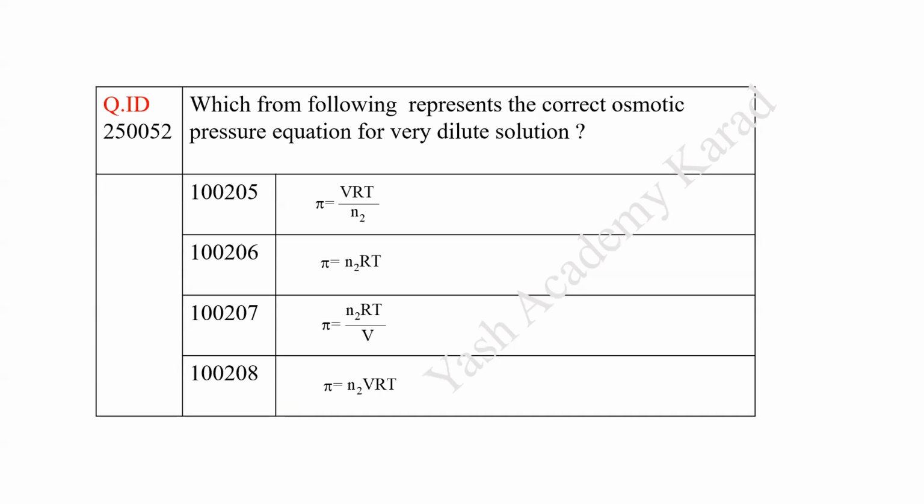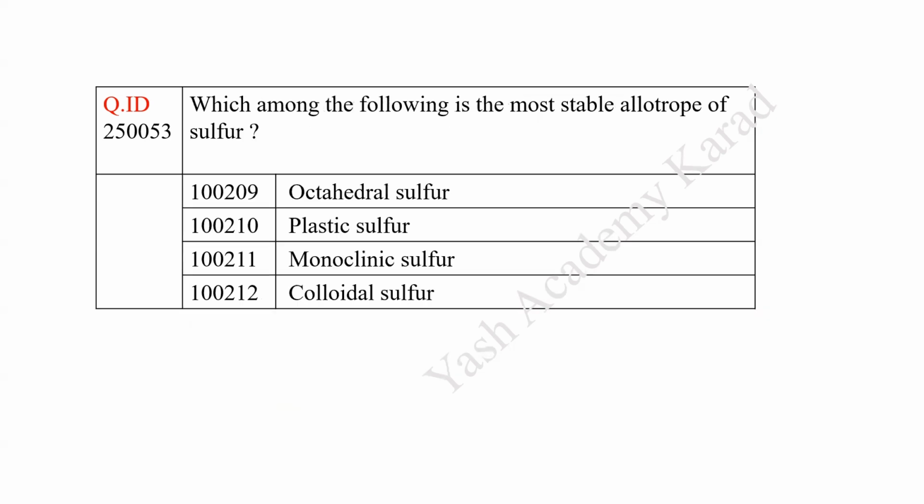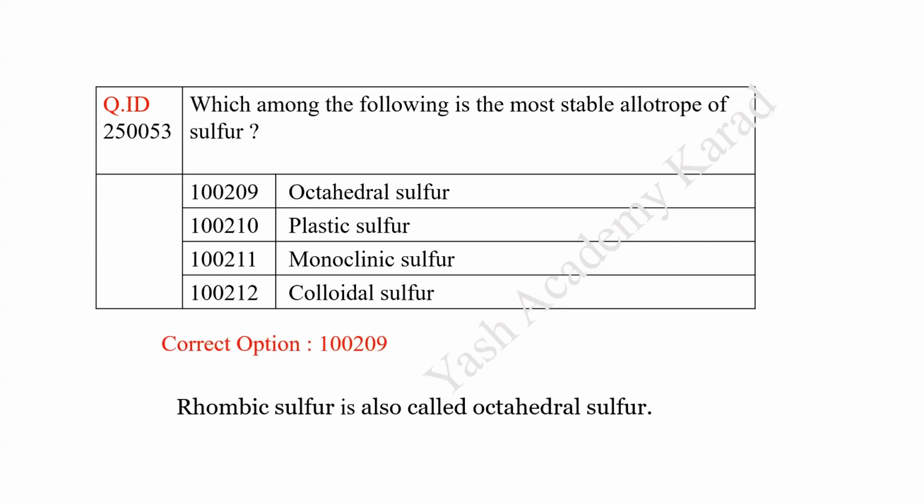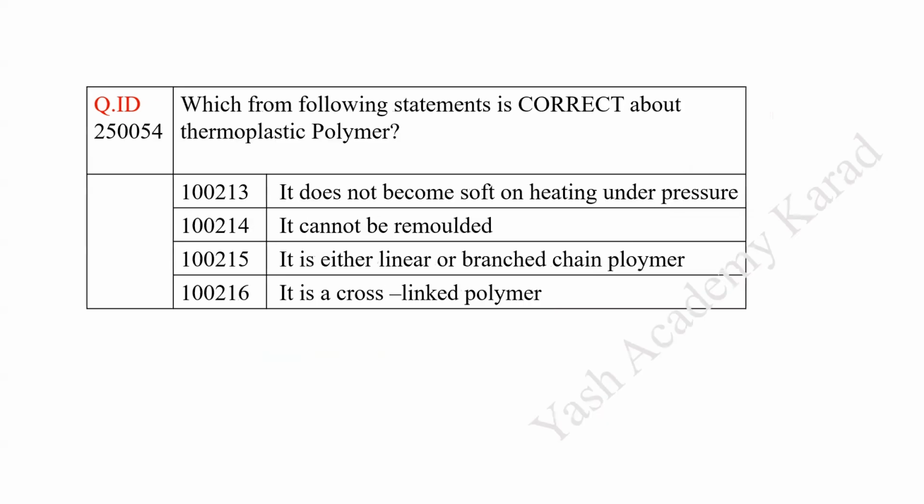Which from the following represents the correct osmotic pressure equation for very dilute solution? The correct option is pi is equal to N2RT upon V. Which among the following is the most stable allotrope of sulfur? The rhombic sulfur is also called octahedral sulfur. So rhombic sulfur or octahedral sulfur is the stable allotrope of sulfur. So the correct answer is octahedral sulfur.